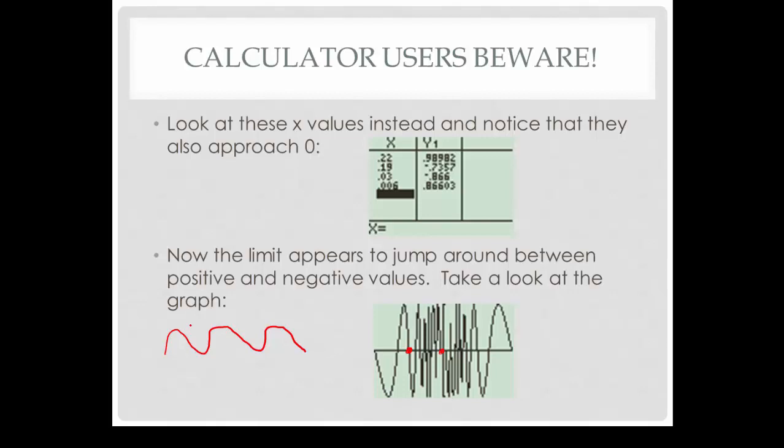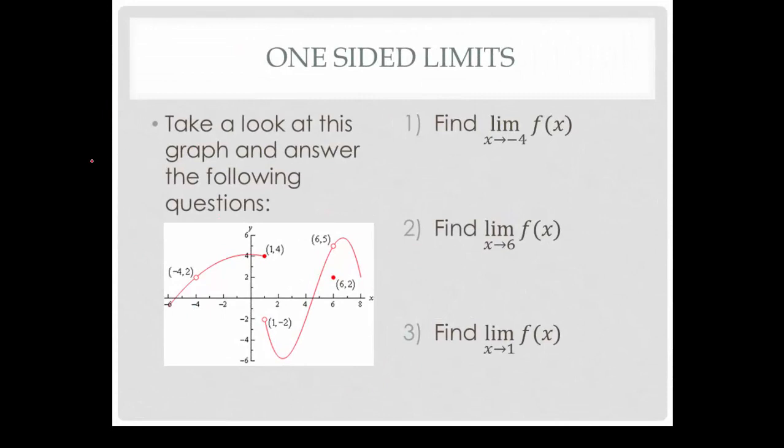Let's take a look at an example. Let's take a look at this graph and answer the following questions. We're going to find the limit as x approaches negative 4 on this function. So x should be getting close to negative 4. So x value of negative 4 is over here. On your function, which is the red line up here, as x gets very, very close to negative 4, what is your function value approaching? Right, it's approaching 2. So the limit as x approaches negative 4 on this function should be 2.